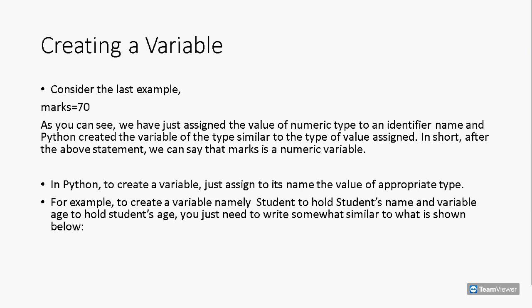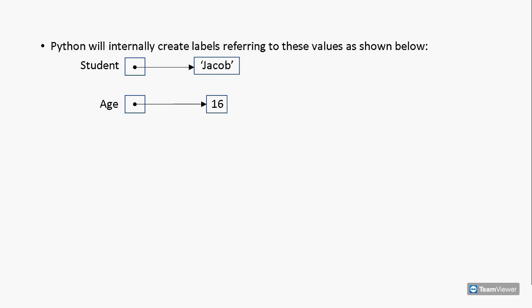For example, to create variables, namely student and age, to hold a student's name and age respectively, you need to write something similar to student = 'Jacob', age = 16. Python will internally create labels referring to these values as shown below. The identifier or label student will refer to the string value Jacob and therefore becomes a string type variable. The identifier or label age will refer to the numeric value 16 and therefore becomes a numeric integer type variable.